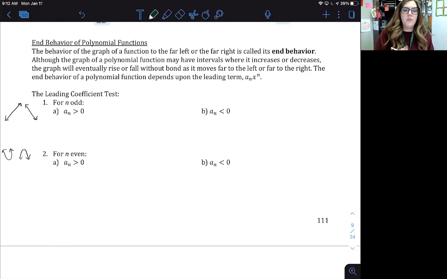So if you have an odd degree polynomial function and your a sub n, or your leading coefficient, is greater than 0, which means it's positive, that means you're going to have a function with kind of a positive slope. And behavior is down, up. Okay, and then if it's negative, think about it as having a negative slope. I just draw that in two parts with the arrows and break it apart. So for even, if it's positive, both of your ends are going to be facing up. And if it's negative, they're both going to be facing down.